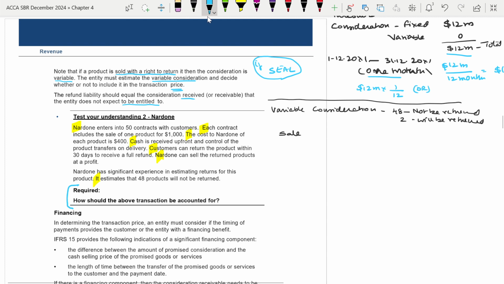How much is the sale? They are saying estimated, okay, how much is the estimated variable consideration? The estimated variable consideration is 48 products times how much each product contract is 1,000. It comes to how much? 48,000.